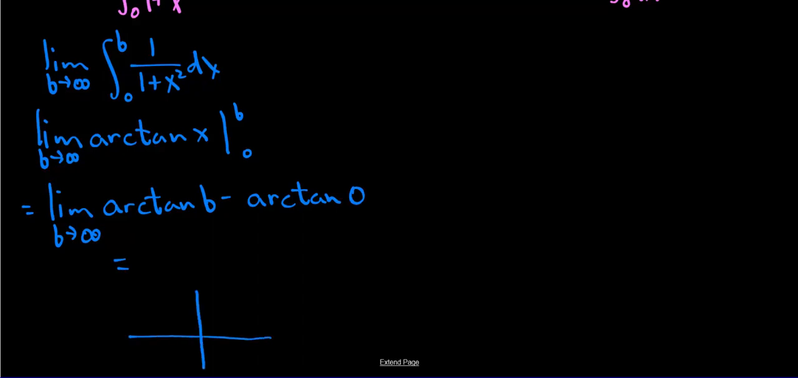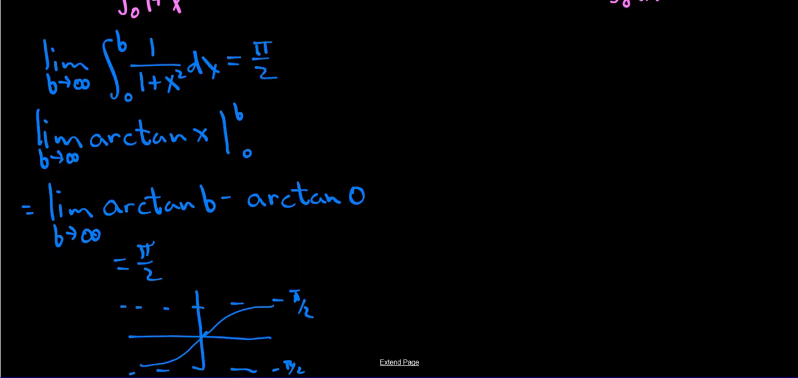So remember how arctan behaves. Arctan has horizontal asymptotes at pi over 2, negative pi over 2. So arctan goes like this. It behaves that way. So you can see, as b goes to infinity, this is just going to be pi over 2. That's the value. So that integral's result is pi over 2.